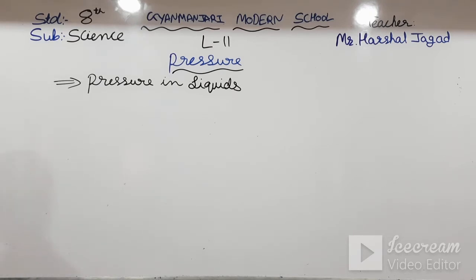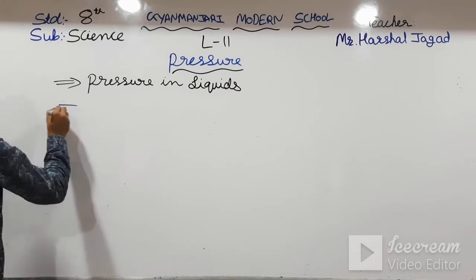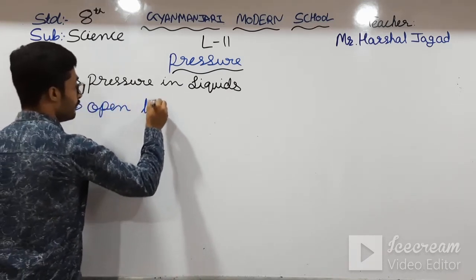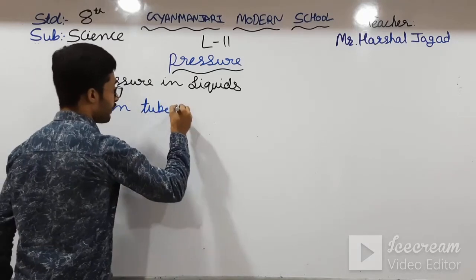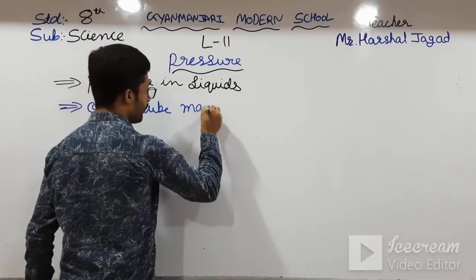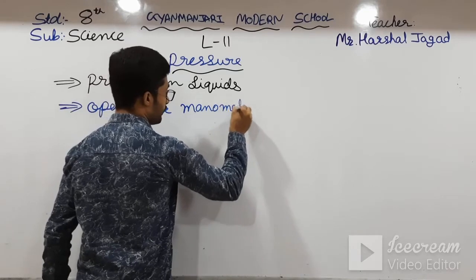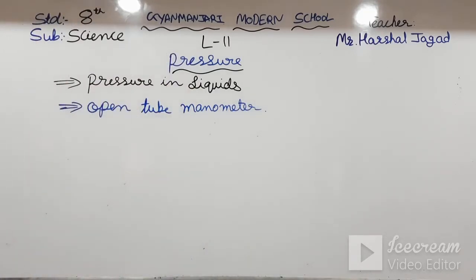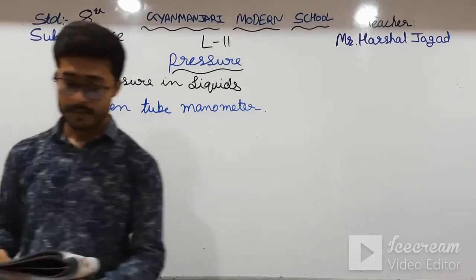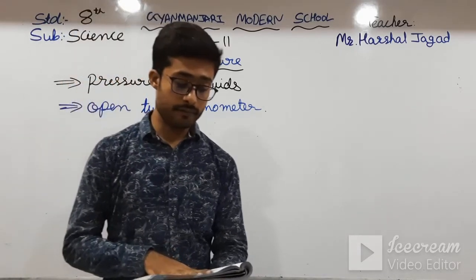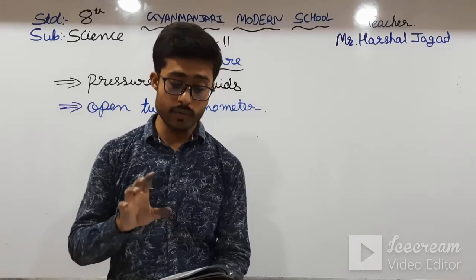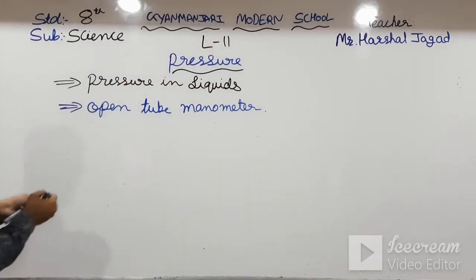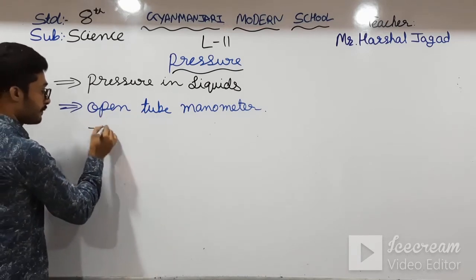Open tube manometer. So what is an open tube manometer? Let us discuss that. An open tube manometer is one of the simplest devices used to measure pressure. So what is the first point of the open tube manometer?